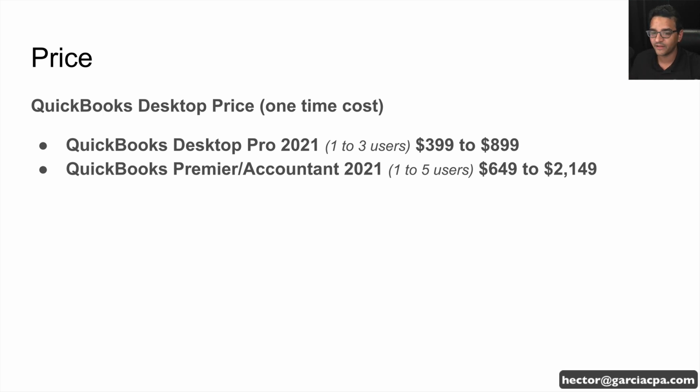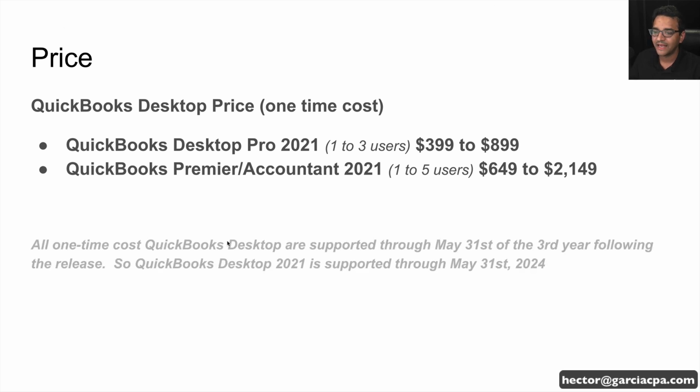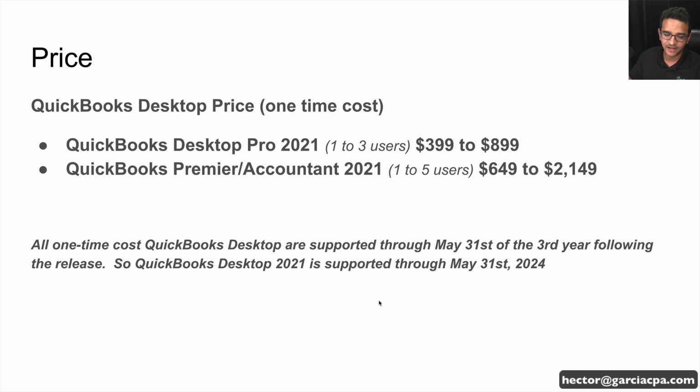So I completely ignore the existence of Premier, and I just include Accountant in my basically repertoire of things that we can offer. And that's going to be a $650 one-time fee, right? Now, QuickBooks Desktop, the one-time cost is supported for 3 years. So you're basically going to have fully functional software from the day you buy it until May 31st of the 3rd year following the release. So QuickBooks Desktop 2021, Pro, Premier, or Accountant, whatever it is, is supported through May 31st, 2024.